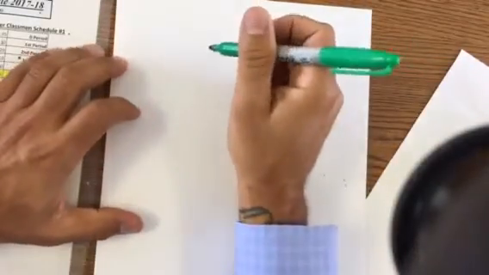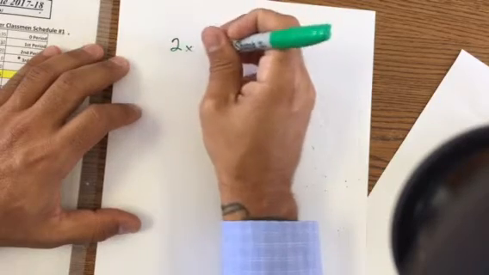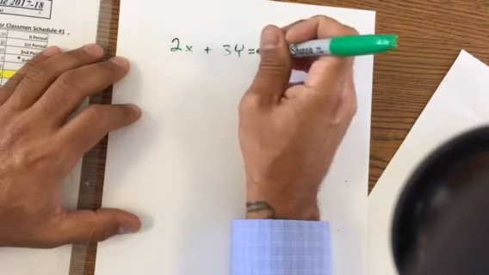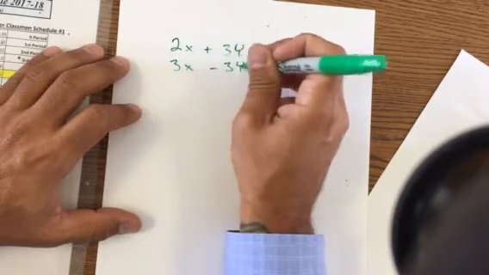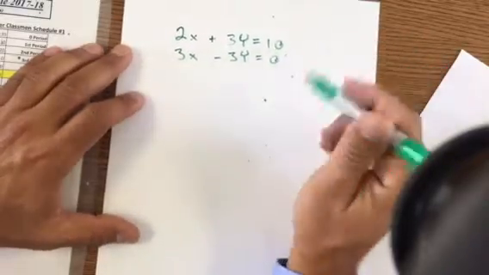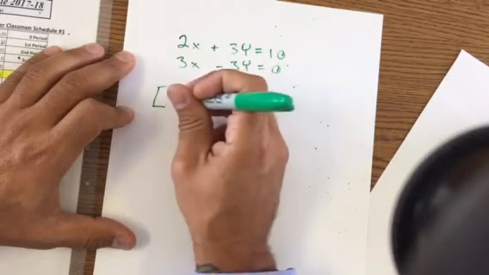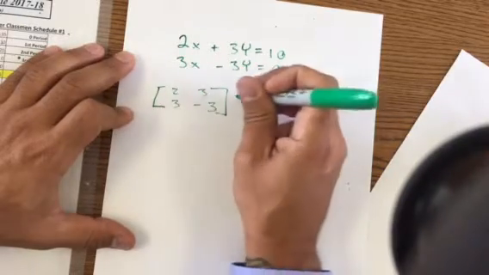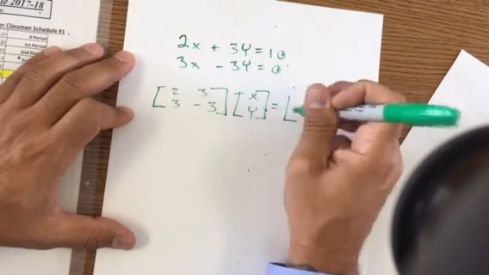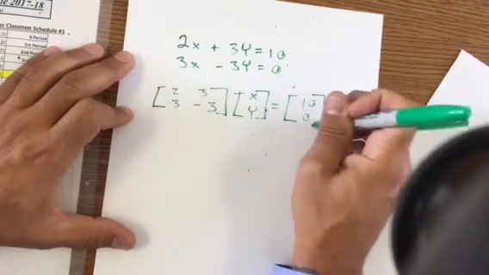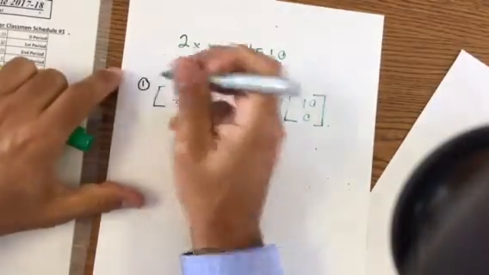Okay, so for your video, I'm going to have you actually turn some stuff in, but I'm going to do it with you. So we're going to have this system of equations. I want you to write the matrix equation. So we're going to go coefficients, variables, equals solutions. Then I want you to have this written down for number 1.